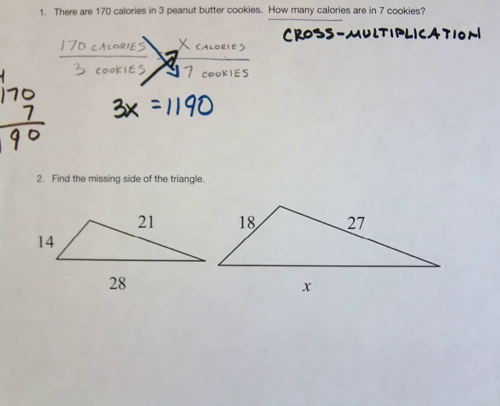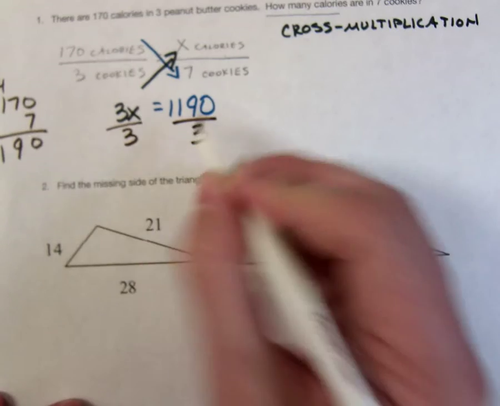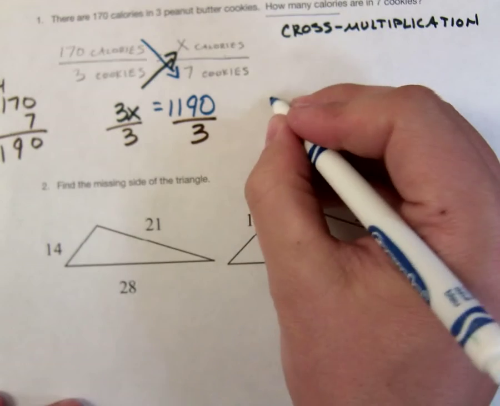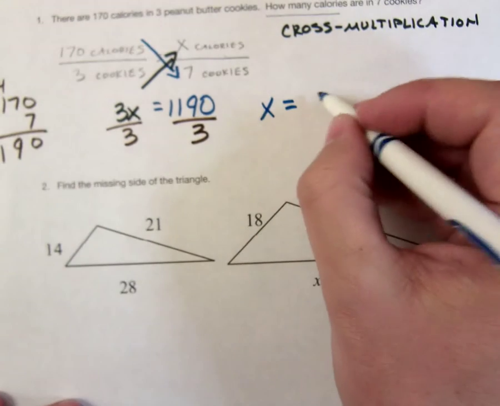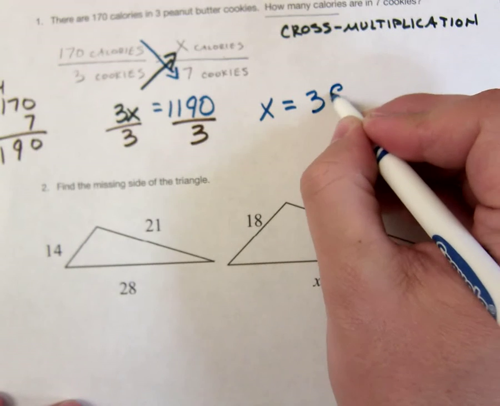Now I'm going to go ahead and divide by 3. That seems like a good idea. So divide 3, divide 3. X equals, that is going to be 3,9.